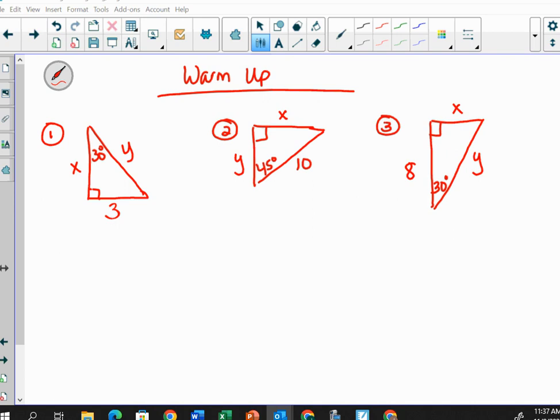You don't need Pythagorean theorem. You can use the 45, 45, 90. You could get there with Pythagorean theorem, but this is shorter. This is longer across.